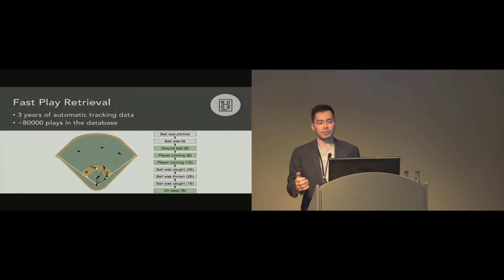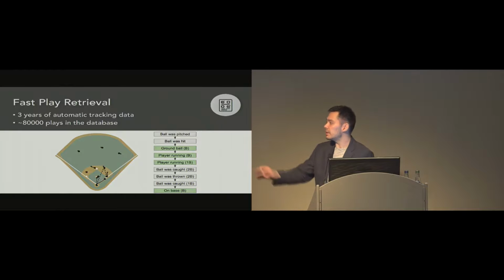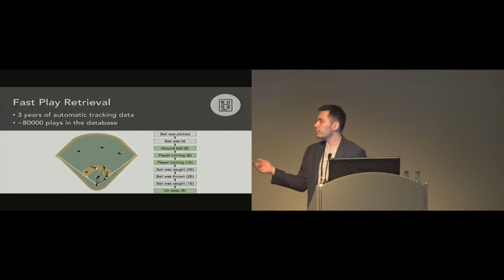Basically, we have a database of 3 years of automated tracking data that we can use to warm start the hand annotation. This is roughly 80,000 plays in our database. This is how the plays look. On the left, we have the spatial-temporal trajectory for ball and players. And on the right, we have the associated events for this game. You have in gray the events associated with player actions, such as ball was pitched, ball was hit, and ball was caught.